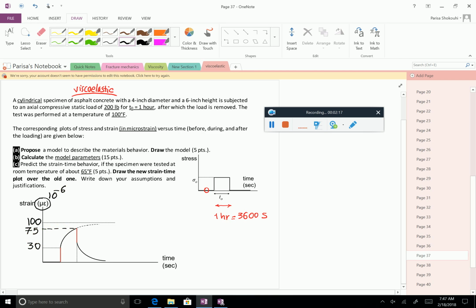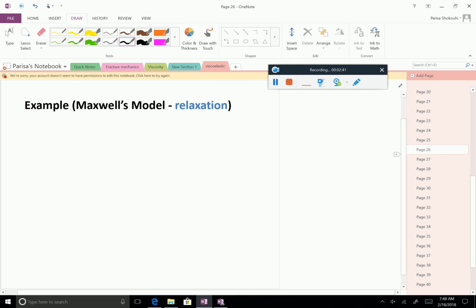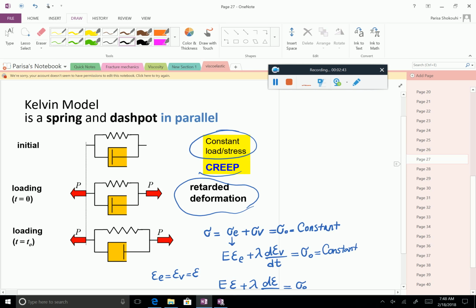So the first part of the problem is asking what viscoelastic model would you use to describe this behavior, and then draw the model. Okay. Let's look back at the models that we have learned. For example, this is the Kelvin model that we learned last time, when a spring and a dashpot are connected in parallel.